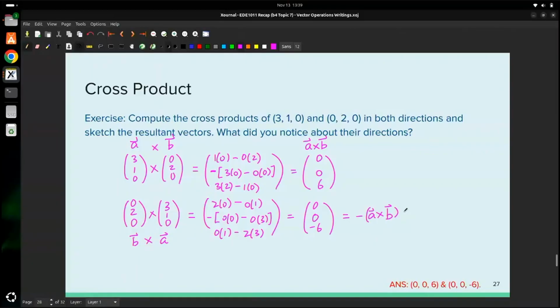Okay, through this example. And we can, of course, prove it easily just by having generic components like x, y, z, for example. Because you can always extract a negative out of all three components, and therefore you have a negative here. It's quite easy to prove. So, what do you notice about the directions? You notice 0, 0, 6.